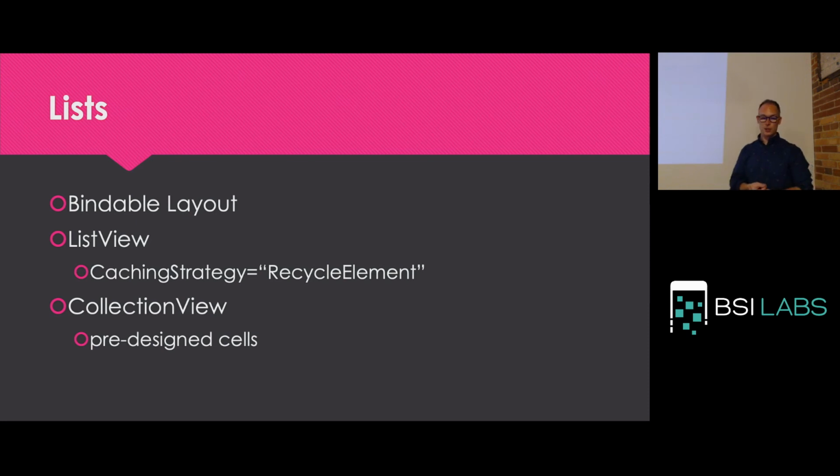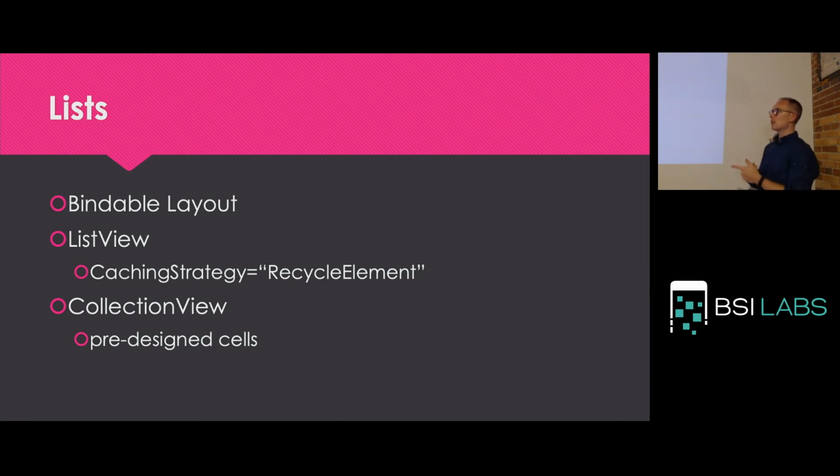If you're using a list view, and this is probably what most people are doing to display lists of data these days, you want to use a caching strategy of recycle element, so it's not constantly recreating new cells and disposing of cells. You want to just have a set of 6 fixed that rotate through.